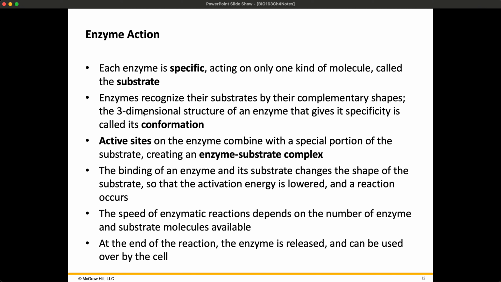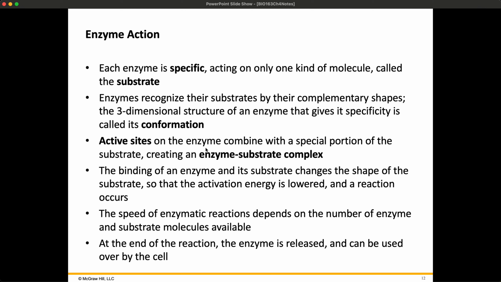So a substrate is what binds to your enzyme. It is what's being changed. And based on the shape of the substrate, that's how your enzyme binds. And that's called your conformation. So the conformation of a substrate and an enzyme is what allows them to latch together.